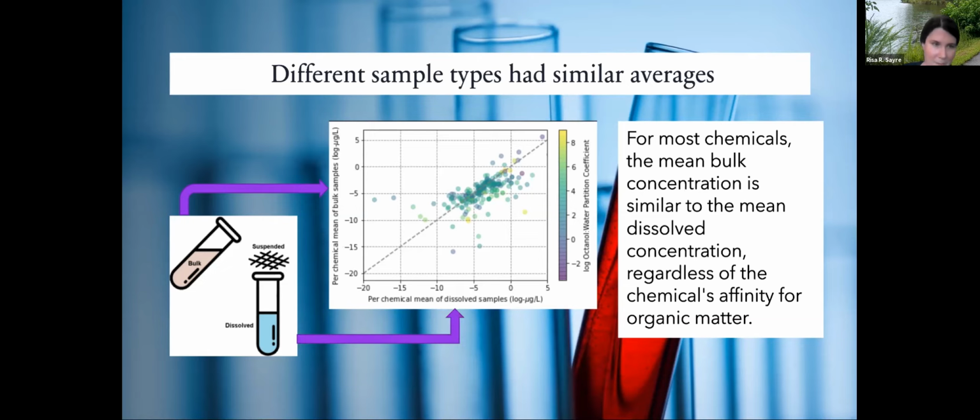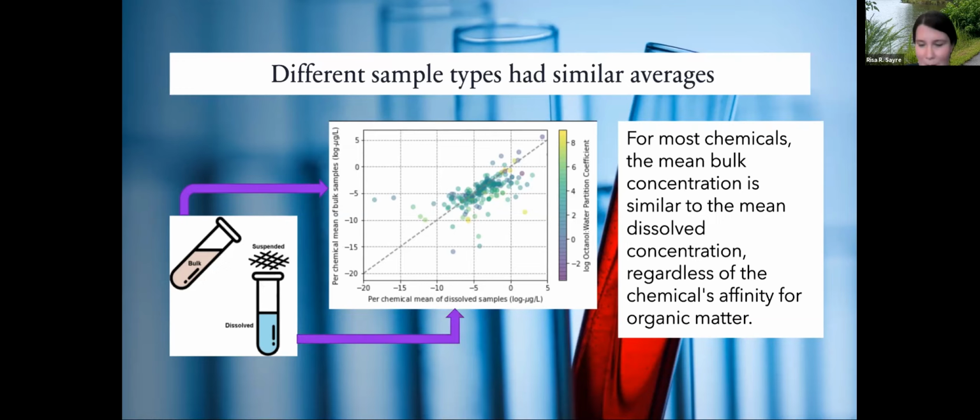You can see my little image here trying to describe what I mean by bulk and dissolved samples. I used text analysis on the description of the methods to categorize the samples into bulk, suspended, or dissolved. And hopefully none of them look like this red one in the back, right?